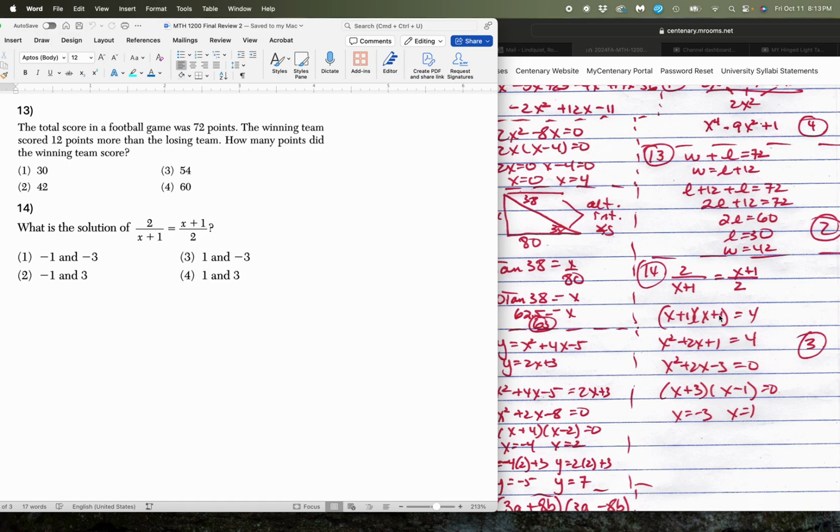Number 14, cross multiply again. X plus 1 times x plus 1, also known as x plus 1 squared, equals 2 times 2 is 4. Double distributing here, I get x squared plus another x, that's 2 x's plus 1. Get it all on one side, x squared plus 2x minus 3 equals 0. Maybe it's the guy on the left, maybe it's the guy on the right. X equals negative 3, x is equal to 1. Negative 3 and 1 is choice 3. So there is a quick run through of all of the questions on final review number 2.